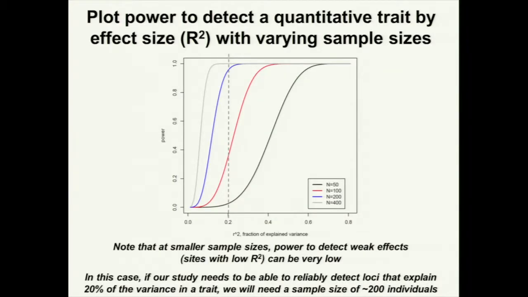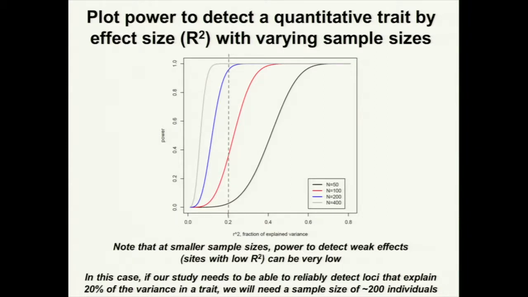This is a plot that's actually not too hard to make, that basically shows how much power I have to detect a quantitative trait. So imagine you're doing a GWAS study, and you're screening the genome, and you want to detect a SNP that's associated with height, a quantitative trait. How much power do I have to detect that based on differing sample sizes? And so here we've plotted sample sizes of 50, 100, 200, and 400.